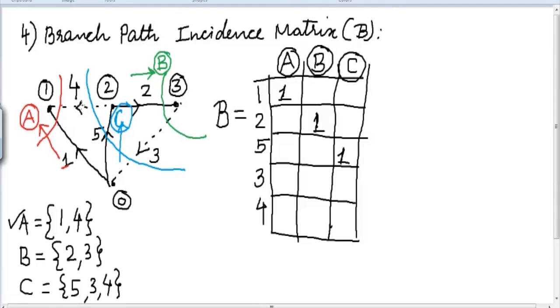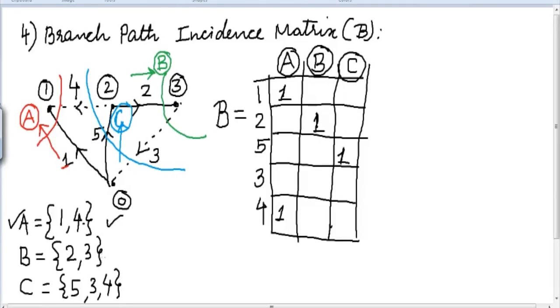So what is the position of 4? Position of 4 is also incoming to 1, isn't it? So this 4 also should be 1. Is it clear everyone? So you have written A as 1, 4. You have filled 1, 4. That means this entry is done.